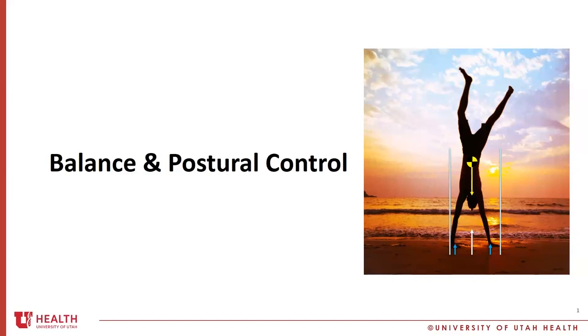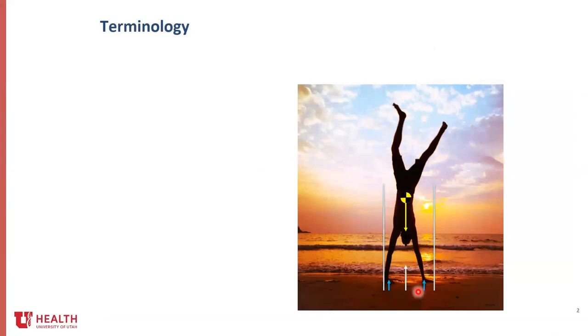Let's start by talking about the terminology we need to describe balance and postural control. First, we can talk about our body's center of mass. The center of mass is the point that is at the geometric center of a distributed body mass. We can think about this as the individual components of all of the centers of mass of each of our body segments. So the masses of our foot, the mass of our hands, the mass of our head, and where those are relative to each other.